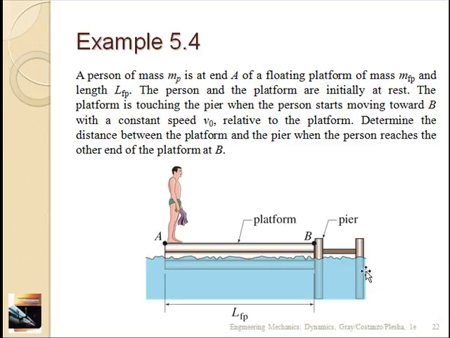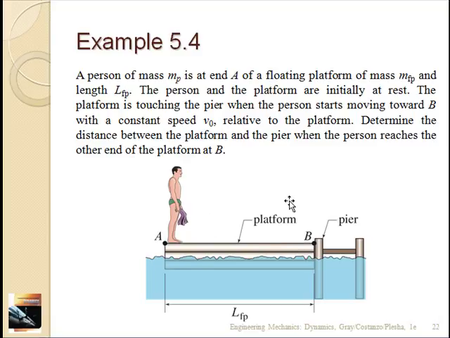All right, here's the next one. This is kind of like a problem we did a while ago. Before, it was a woman in a canoe or something, and now there's a man on some kind of a platform. The platform floats, so it's touching a pier at t equals 0 with the person at the end of this pier. Person walks to the other end of the pier from point A to point B.